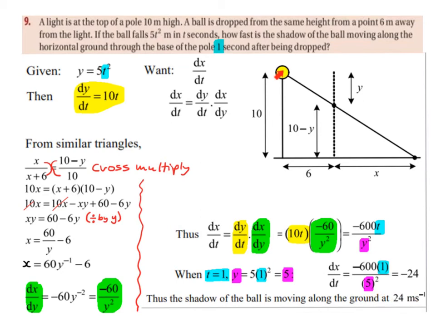So here's the light. Here's the ball after 1 second. And the light is shining down onto the ball, and the ball produces a shadow on the ground. The closer the ball gets to the ground, the closer the shadow moves along to where the ball will eventually land. So this shadow is moving along the ground at 24 meters per second.